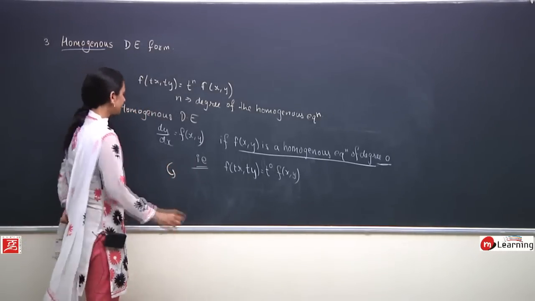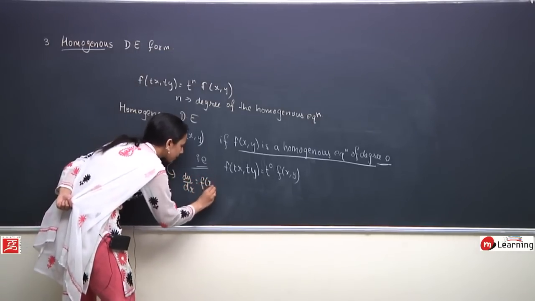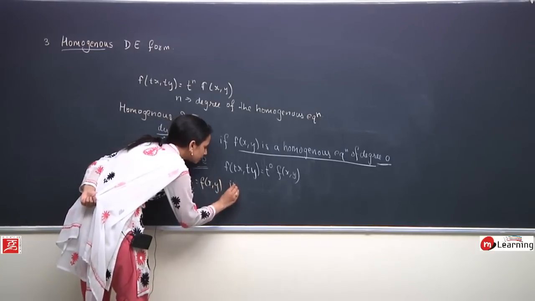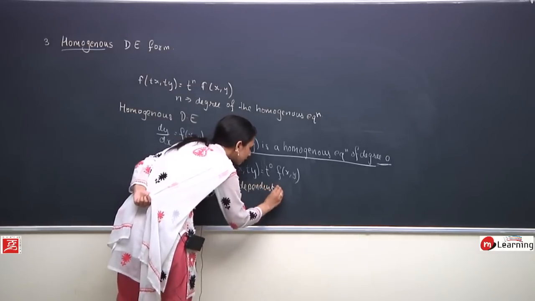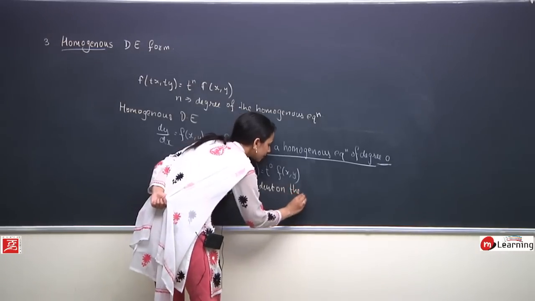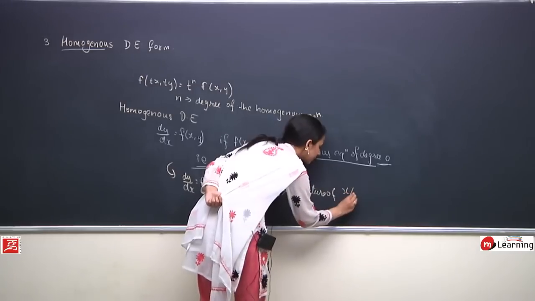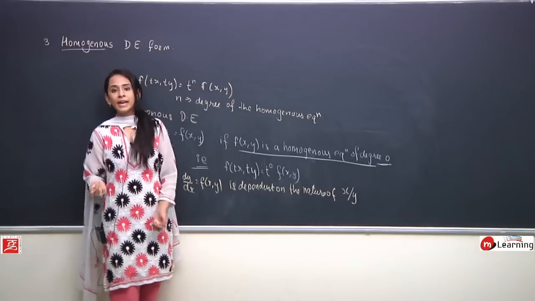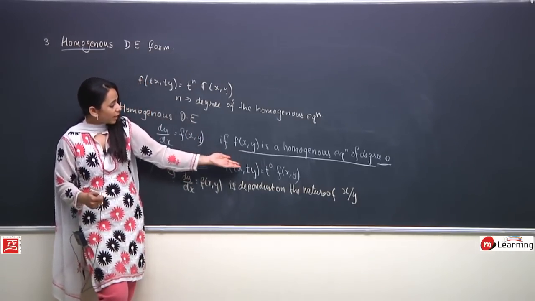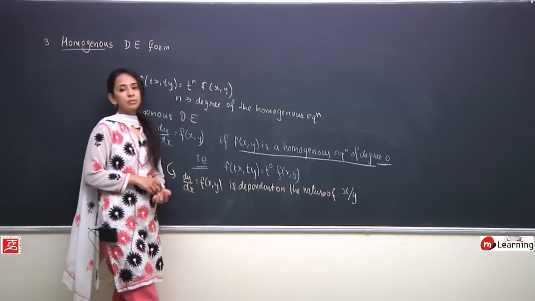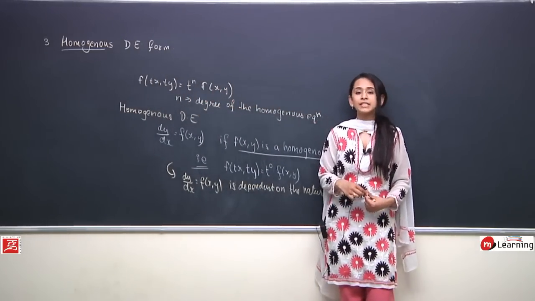What do we conclude from here? That dy by dx equals f of x, y is just dependent on the nature of x upon y rather than being dependent upon x and y individually. यहाँ से क्या मिल रहा है, हम tx और ty, हम x और y को एक ही proportion से change करते हैं तो equation में कोई change नहीं आ रहा है, which means the equation is dependent upon the nature of x upon y rather than being dependent upon x and y individually.